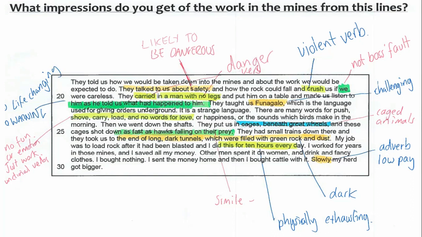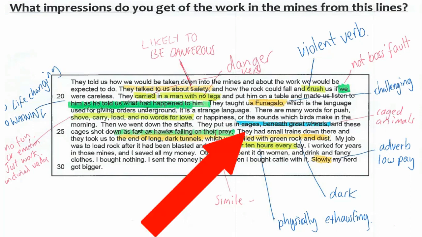Then it says there are many words for push, shove, carry, load, but none for love. So these are imperative verbs. So imperative verbs are sort of commands. So these shove, carry, load, it's all to do with the work, but no words for love or happiness. So we could almost say there that the impression we get is there's no fun or emotion, it's all just work.